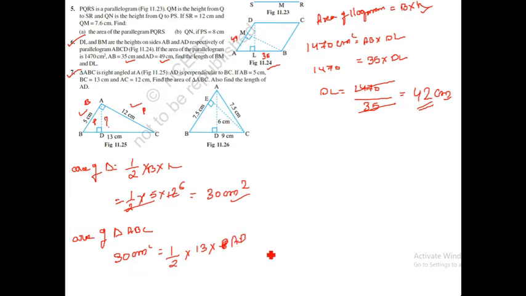Okay, now solving again, let's take 2 onto the other side of the equals, so we can write AD equals 30 into 2 upon 13. So this is nothing but 60 by 13 centimeter. Okay, next.